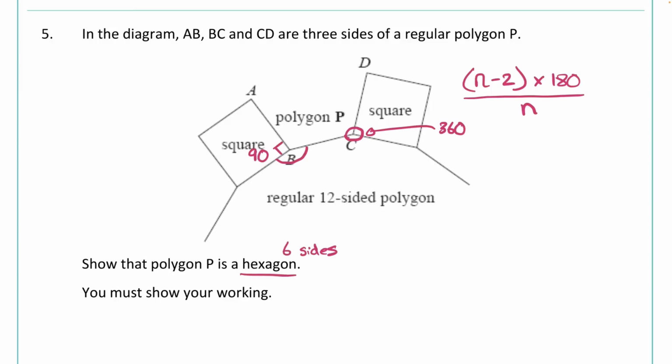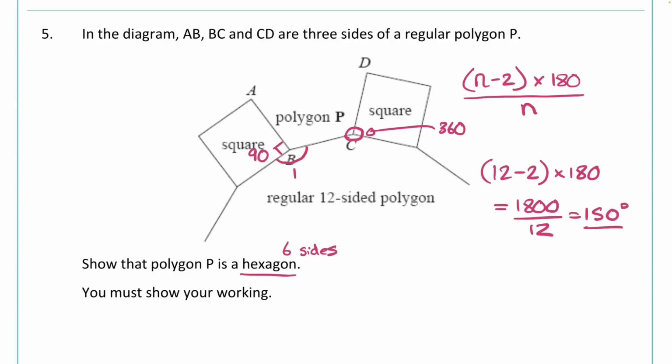So let's first do this 12-sided polygon. So we will have 12 take away 2, which is 10, times 180, and you can work that out first if you want, or you can type this all in as a fraction, but 10 times 180 of course is 1800, and then we need to divide that by 12 as the shape has 12 sides, so we'll do that all on the calculator, and that comes out as 150 degrees.